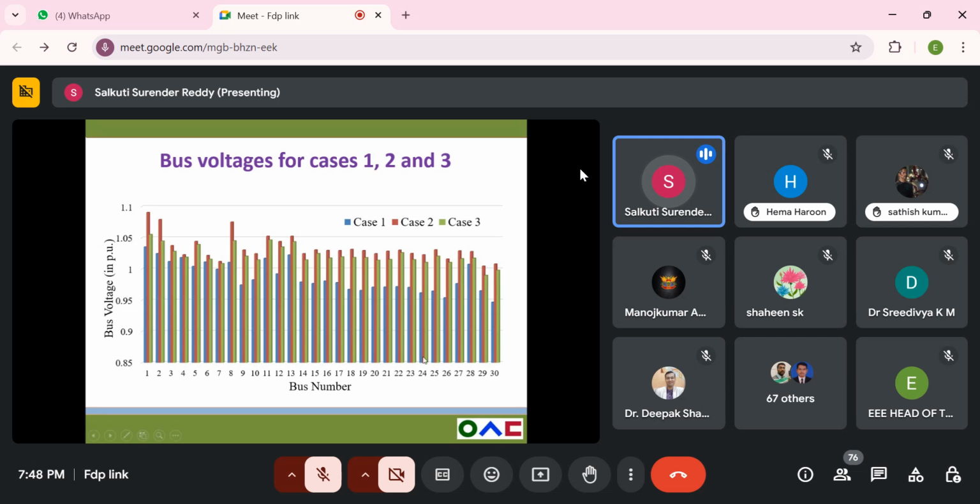So these are the voltages associated with the three cases. In the cost case, you can see the voltages are less. In the case of risk, the voltages are high. But in the compromise solution, the voltages are in between. So this is the compromise solution.